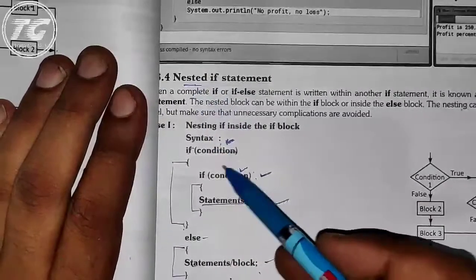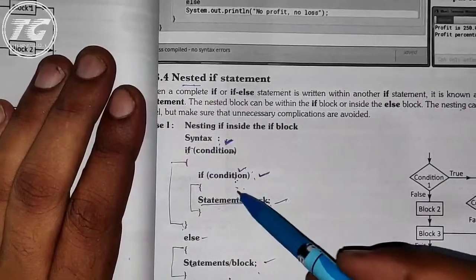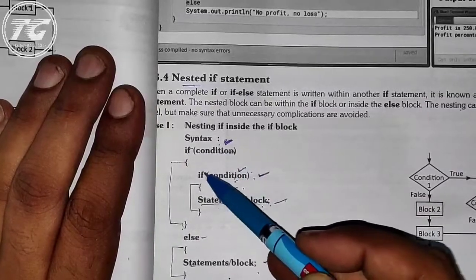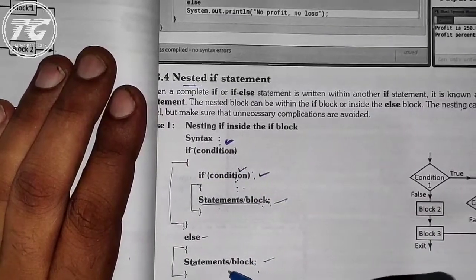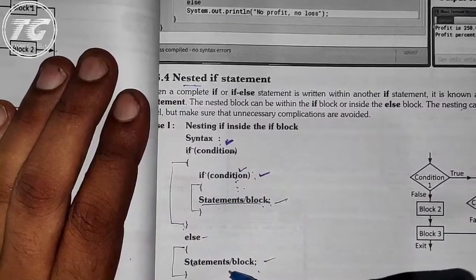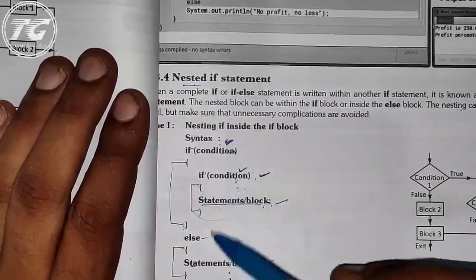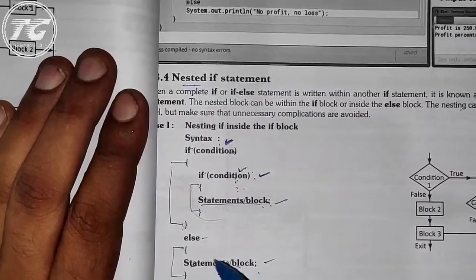Nesting means writing another if inside an if. So this nesting you can do in the true part also, or you can do it in the false part also. It means you can write an if here also, and you can write another if in the else also.